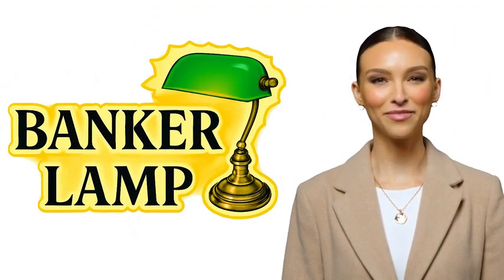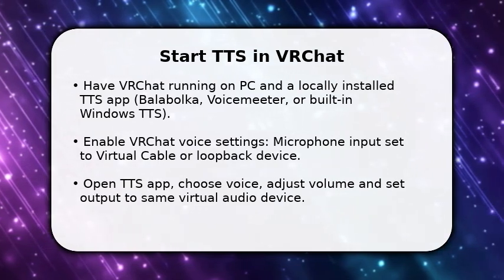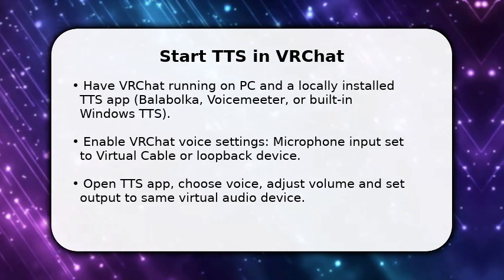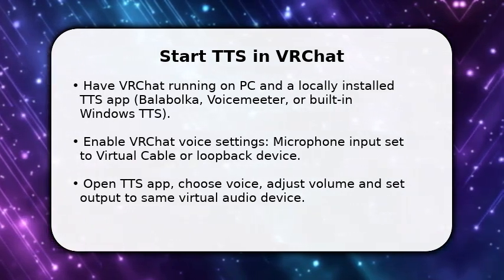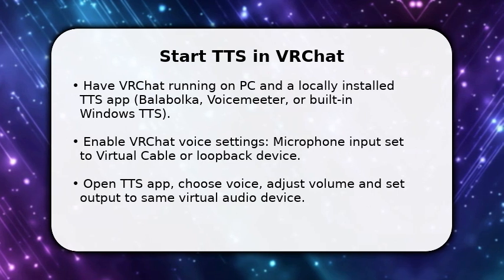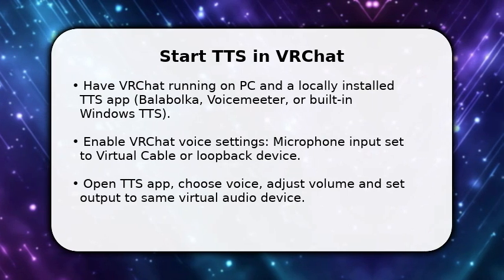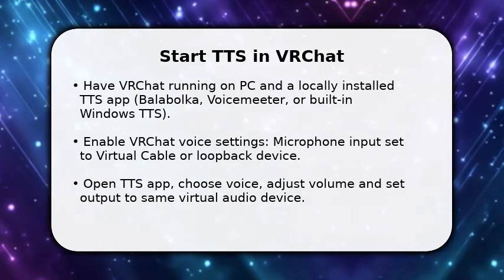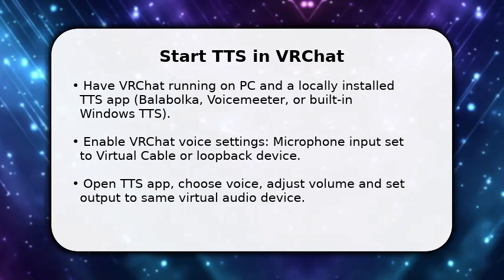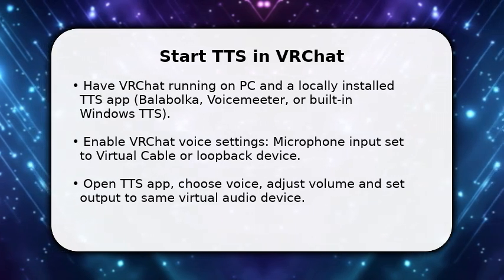Please enjoy the video. You start by preparing audio routing and a TTS client. Open VRChat and the TTS program side by side. In the TTS app, pick a voice and set its output to the virtual audio cable you plan to use. Then go into VRChat's audio settings and change your microphone input to that same virtual cable so VRChat hears the TTS. Once done, test with a short phrase in the TTS app and confirm audio meters in VRChat move, making sure levels are not clipping.